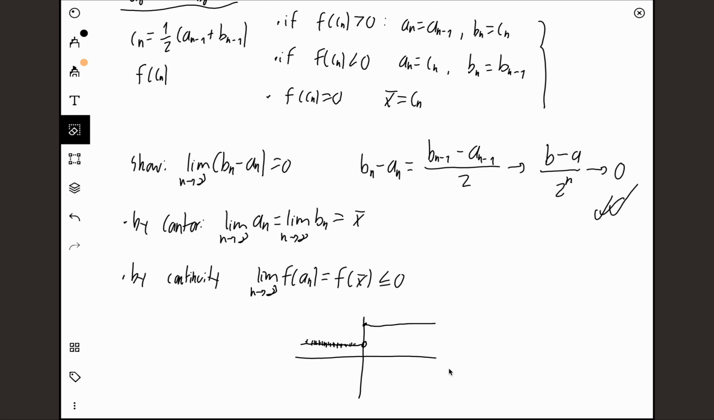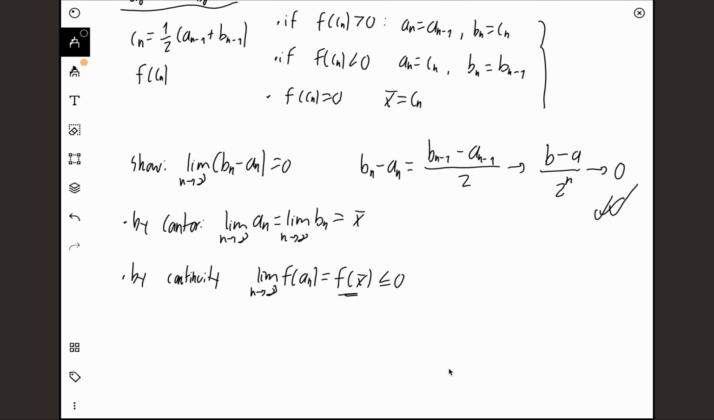So here we have to make sure that f of x acts the same way. We have to make sure that the value the function approaches as n goes to infinity also equals the value of f at that limit. And continuity ensures that for us.